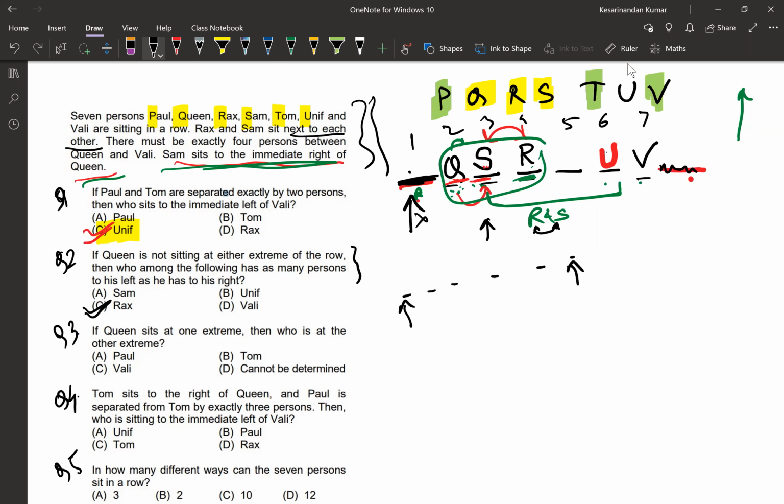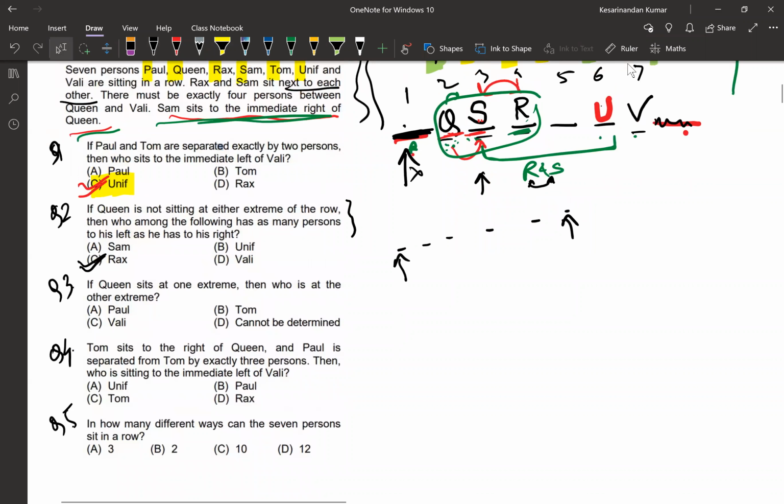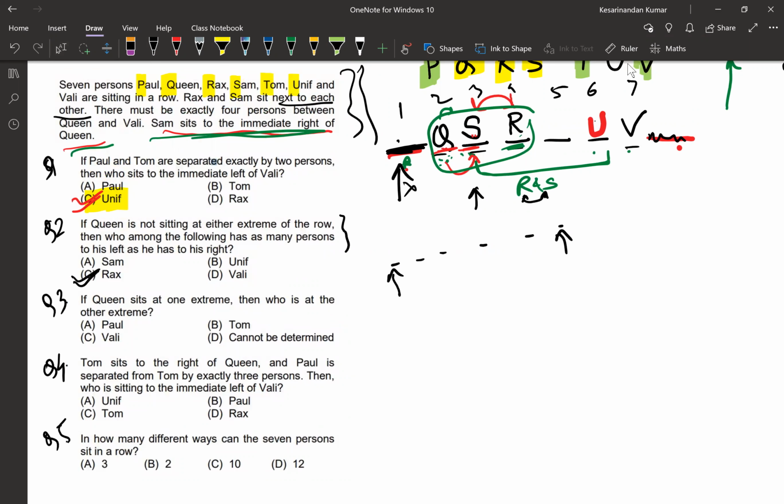Okay. Let's move to the next one then. If Q sits at one extreme, so now that Q sits at the extreme, we can let go of this. So this can be vacant, this will be vacant now, and this will be occupied. So the numbering will start from 1, 2, 3, 4, 5, 6, 7, as Q is sitting at the extreme. Now, who is at the other extreme?